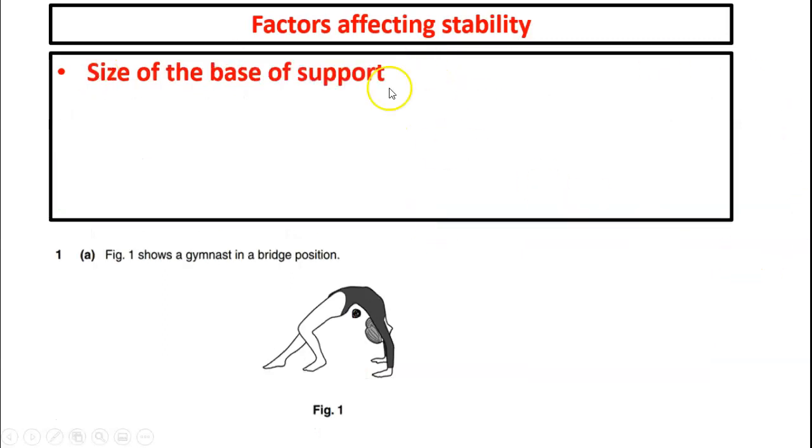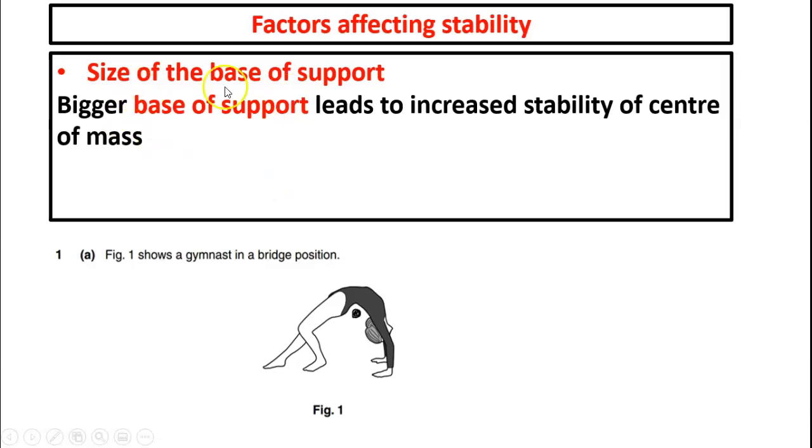Now, our third factor affecting stability is the size of the base of support. We've just talked about it briefly there. So if we have a look at it from here then, the size of the base, and I'm sure you can work this out. If we're going to apply it to wanting to be stable, which the majority of the time in sport we are, the bigger the base of support leads to increased stability of the centre of mass, because it will make the centre of mass more stable.